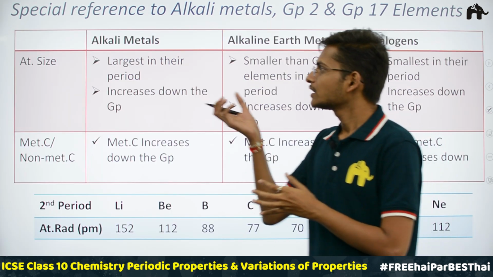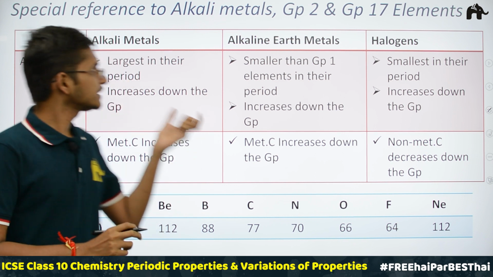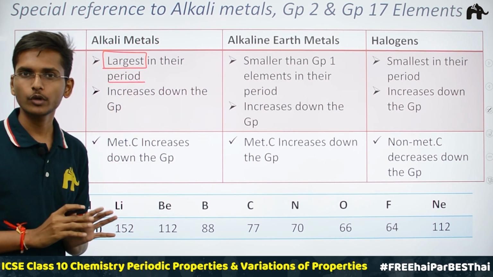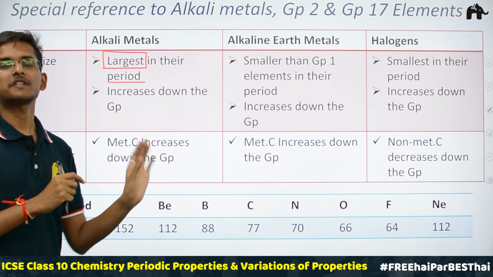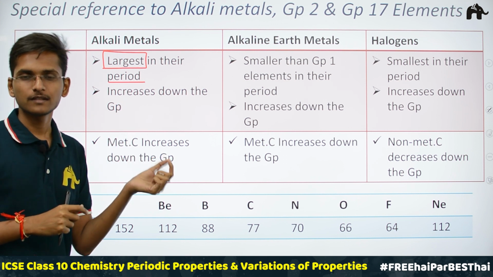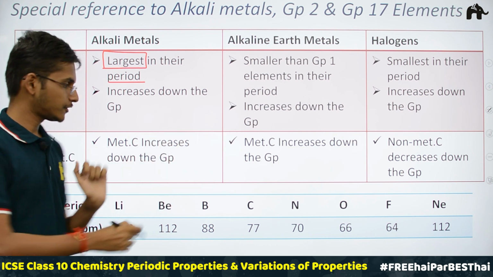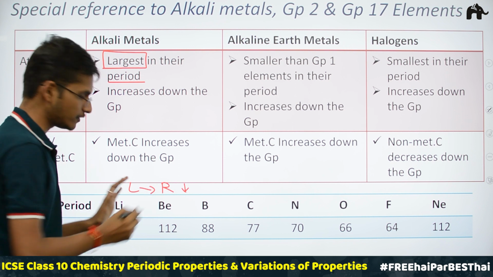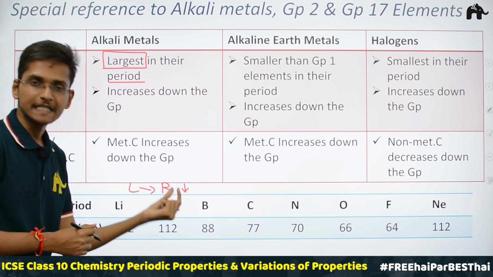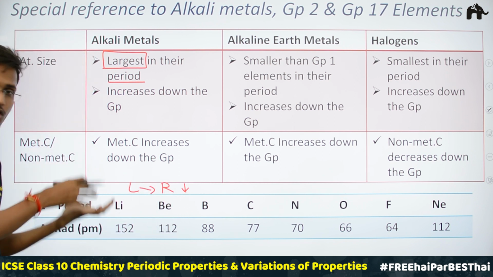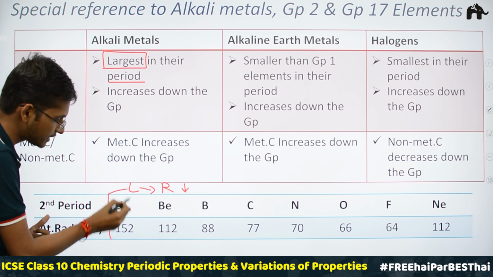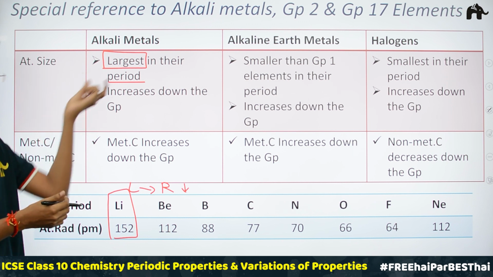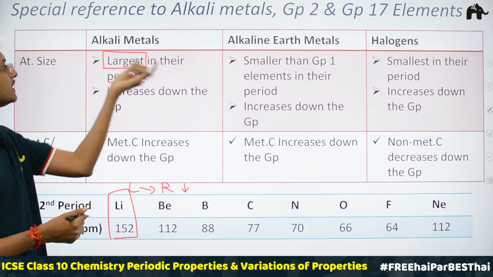Now moving ahead, atomic size. Okay, so alkali metals have largest atomic size in their period. Okay, we have already studied this when we were studying the trend of atomic size, okay, across the period from left to right. Right, we know atomic size from left to right when we move, okay, across a period, it decreases. So this means that we have already studied that the alkali metals are to the extreme left, so they would be having largest size. So yes, therefore they show largest atomic size in their period.